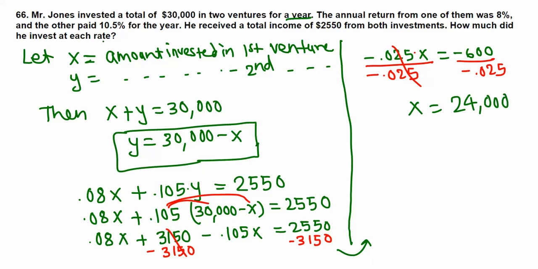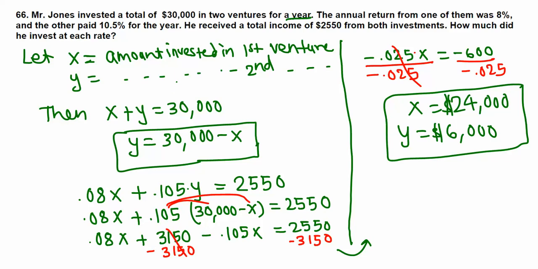So there are two ventures. The amount invested in the first venture was 24,000. Now we plug that back here. The total was 30,000 and it's 24, so you get 6,000, or you can just think in your head, 24 plus 6 is 30. So Y is 30 minus 24, which is 6,000. These are the answers, where X is the amount invested in the first venture, and Y is the amount invested in the second venture. Final.